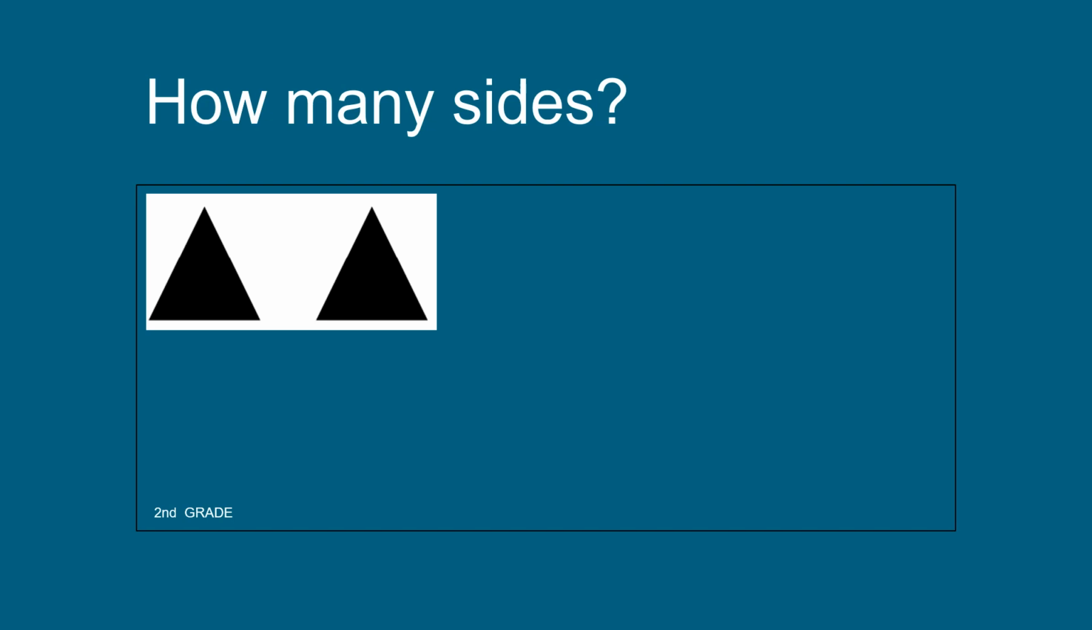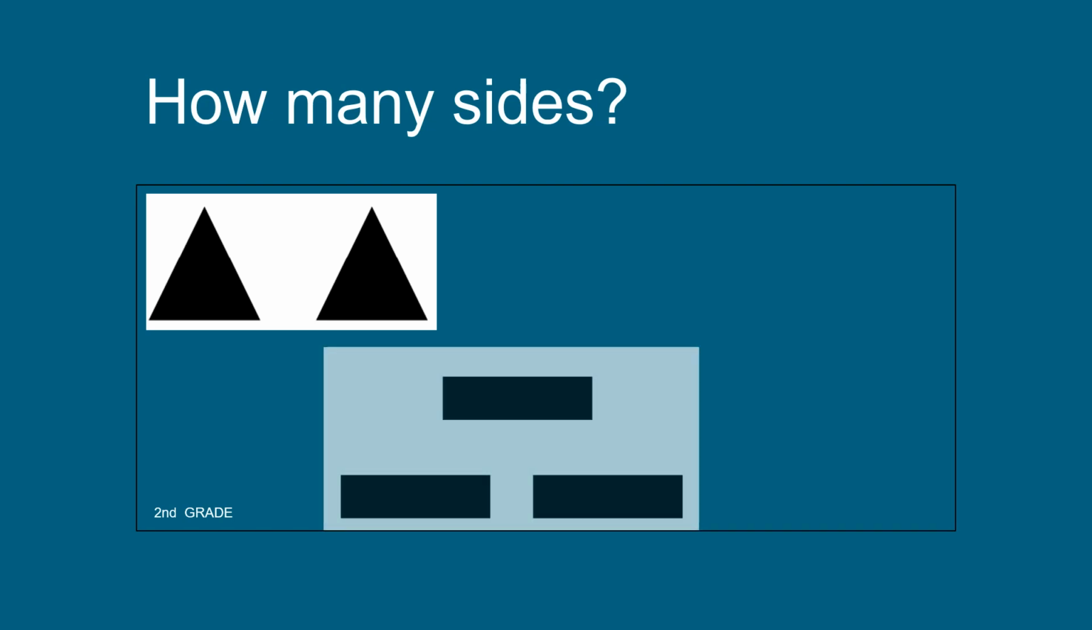I see 6 sides. There are 3 sides on one triangle and 3 sides on the other. So I see 6 sides. I'm going to show you a second image. How many sides do you see? I see 12 sides.